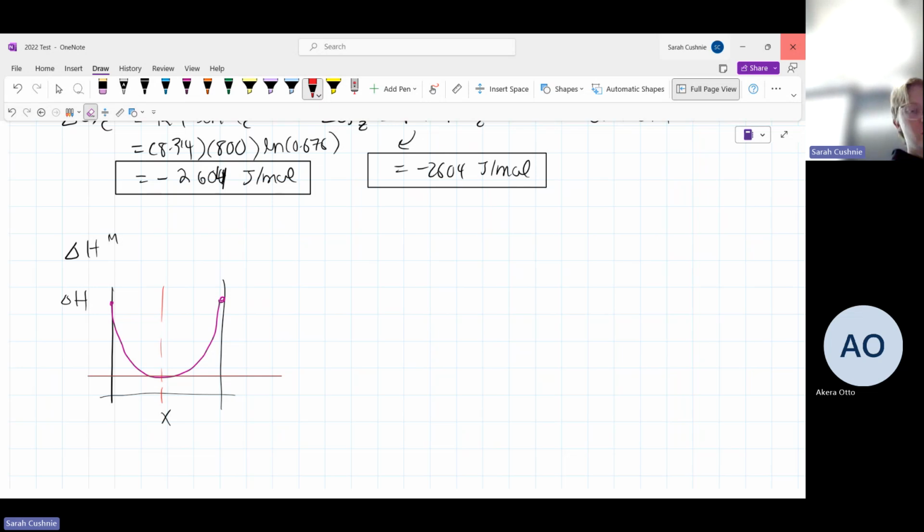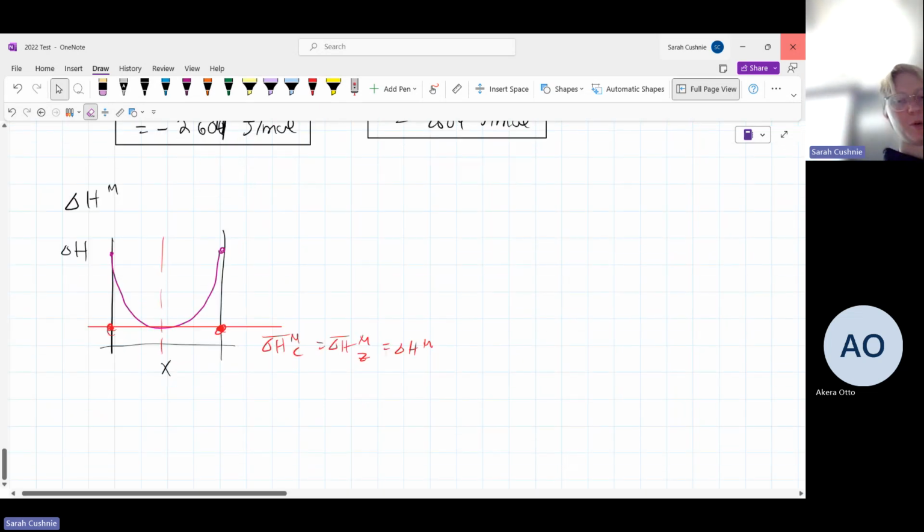The intercepts represent the molar enthalpy of mixing for each of the cases, and they're going to be the same for both. So delta H mixing of C is equal to delta H mixing of Z. Because it's a horizontal tangent, that's just equal to delta H of mixing in general, the value that we got, which is 2008 joules per mole.